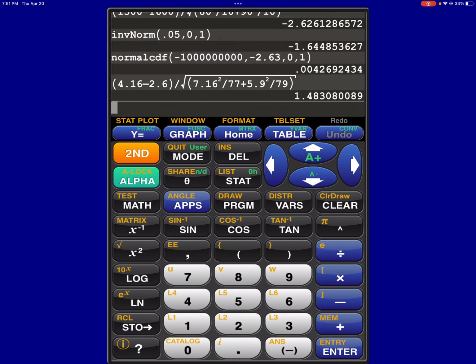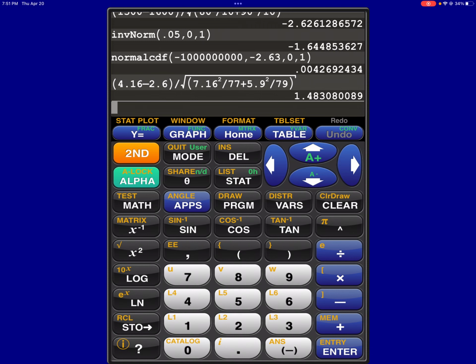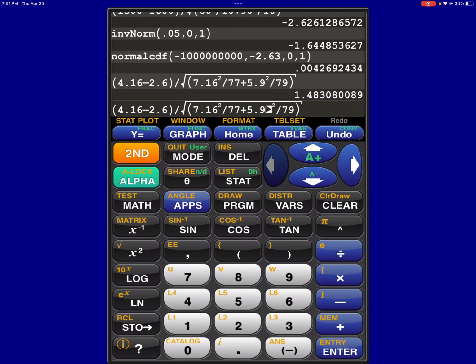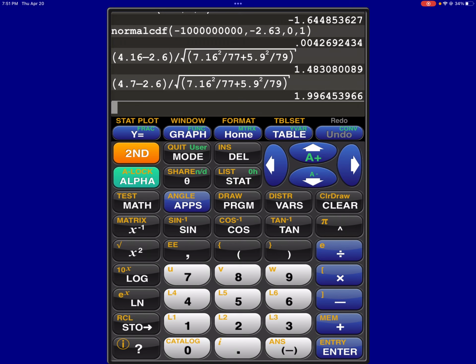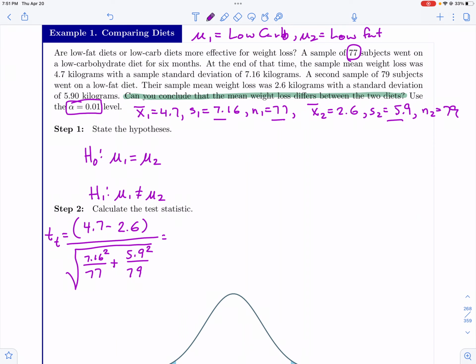All right, so it looks like our T sub T score is going to be 1.48 for this one. Oh, no, for some reason I typed this all wrong. Hold on. It should be 4.7. Let's go back and fix this. All right, so there we go. Now I think I finally got it right. So 1.99, or 2, technically, it's rounded up to 2. So our T sub T appears to be even for this, which looks good.